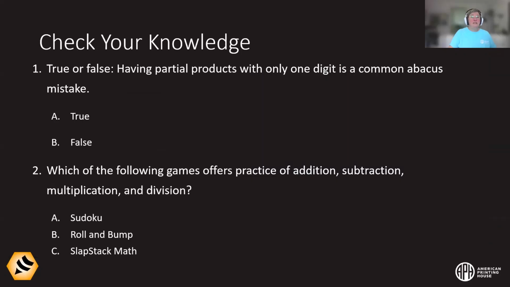With that, what did you take back? Well, check your knowledge. True and false. Having partial products with only one digit is a common Abacus mistake. True or false? And which of the following games offered practice in addition, subtraction, multiplication, and division? Was it Sudoku, roll and bump, or slapstack math?